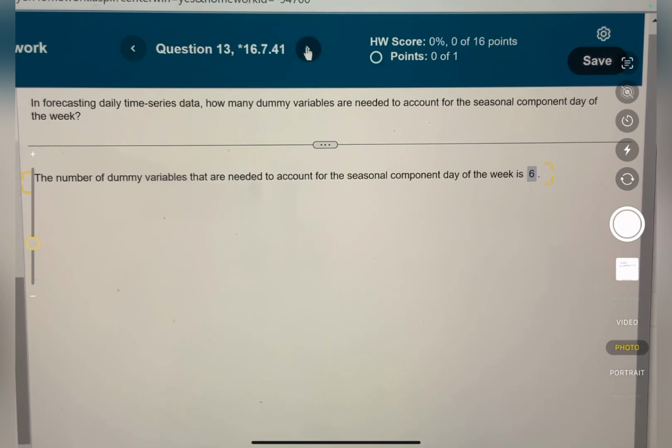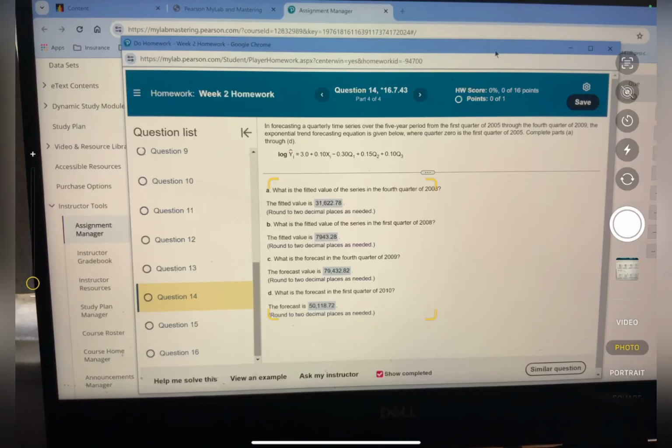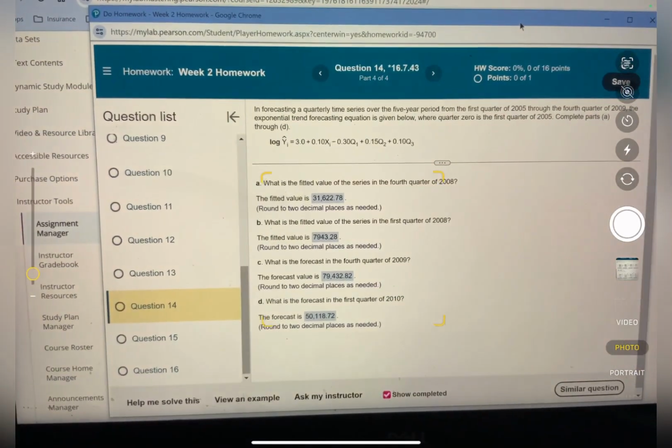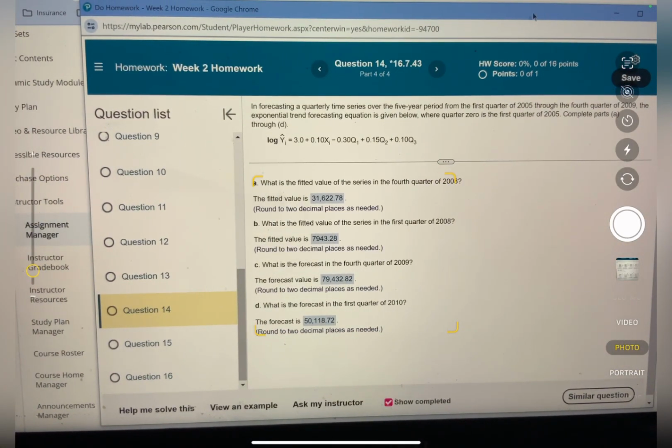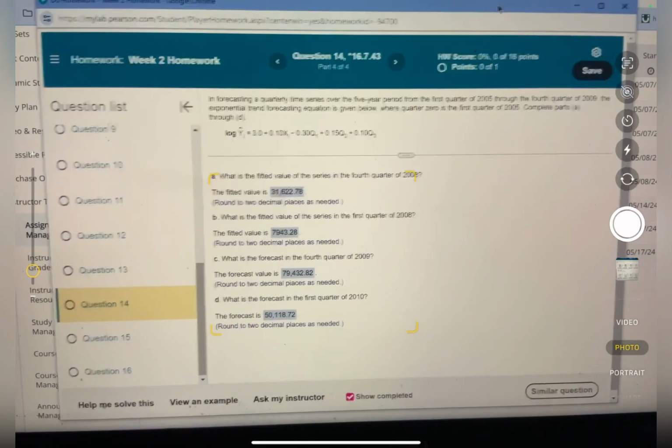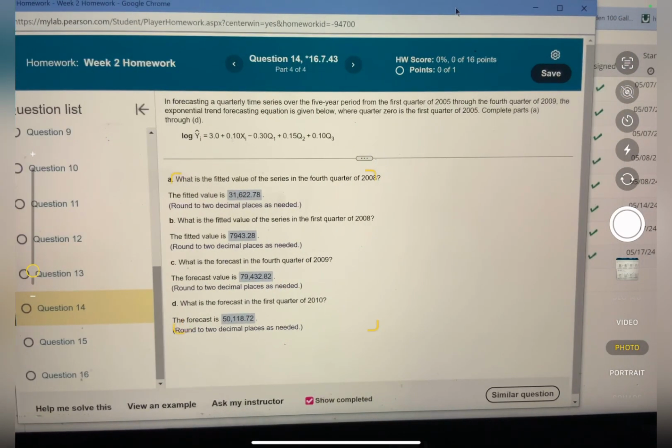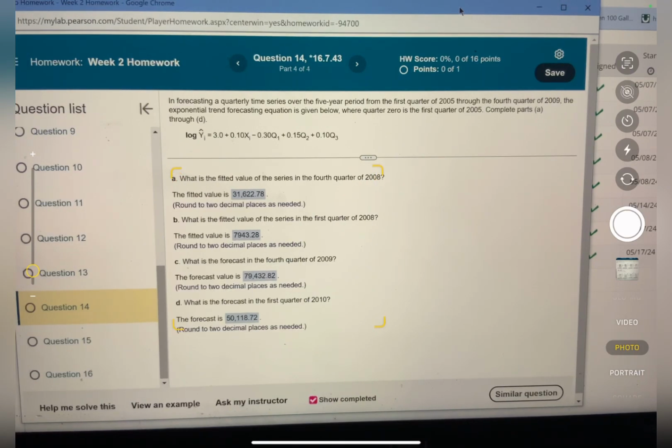Question number 14. Okay, number 14. What do we have? In forecasting a time series over the 5-year period from the first quarter 2005 through the fourth quarter of 2009, the exponential trend forecasting equation is given below, where quarter 0 is the first quarter of 2005. Okay, so what is the fitted value of the series in the fourth quarter 2008?